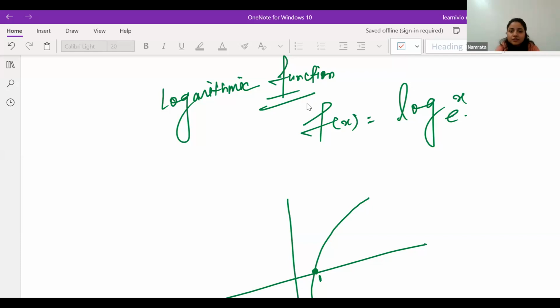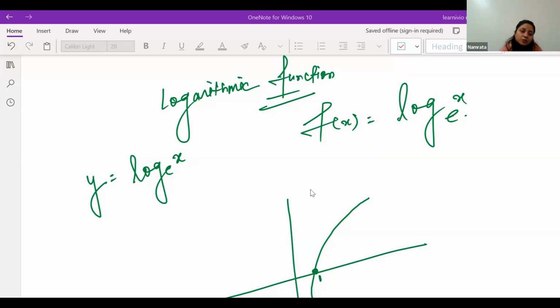Is it continuous everywhere? Suppose we have log y equals log x base e. It is continuous everywhere. Okay, let's check. So we have this logarithmic function, f of x. I am writing it as y, so that we can convert the logarithmic to exponential form.